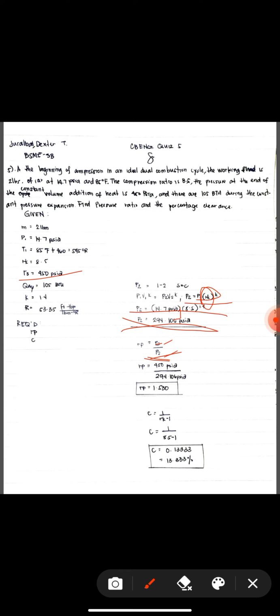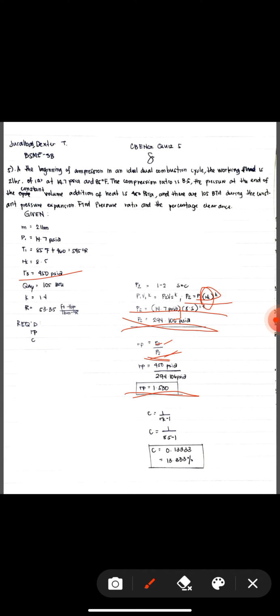So we have P3, we have P2. We can now solve our RP. So RP equals 450 psia over 294.106 psia. So our RP is equal to 1.530.